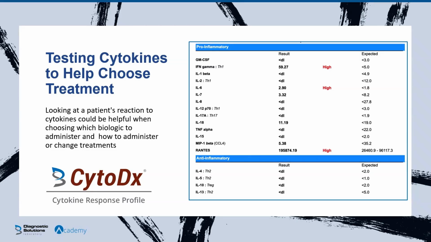One of the things that we can utilize is this ability for running a CytoDX test, which is a test put out by Diagnostic Solutions Lab that looks at different cytokine pathways. If we can see what cytokine pathways are revving aggressively for a patient, that can really help us inform a decision of which biologic agent they should be started at, and we can try to choose an agent that's more likely to support them based on their current cytokine pathways.